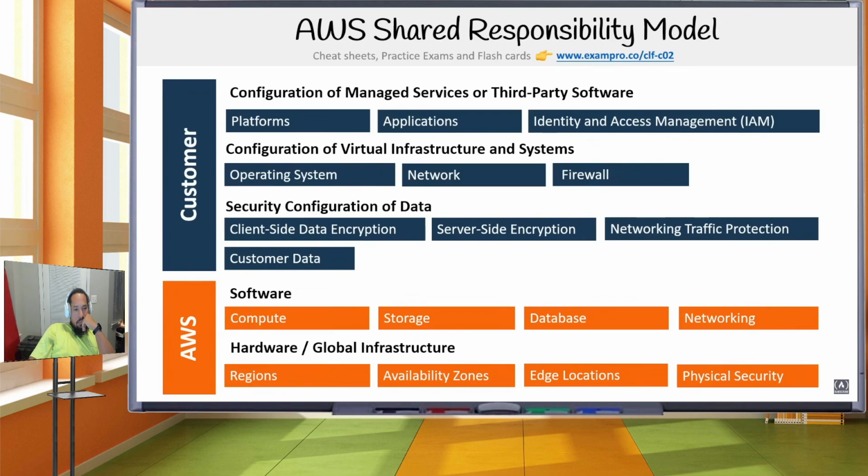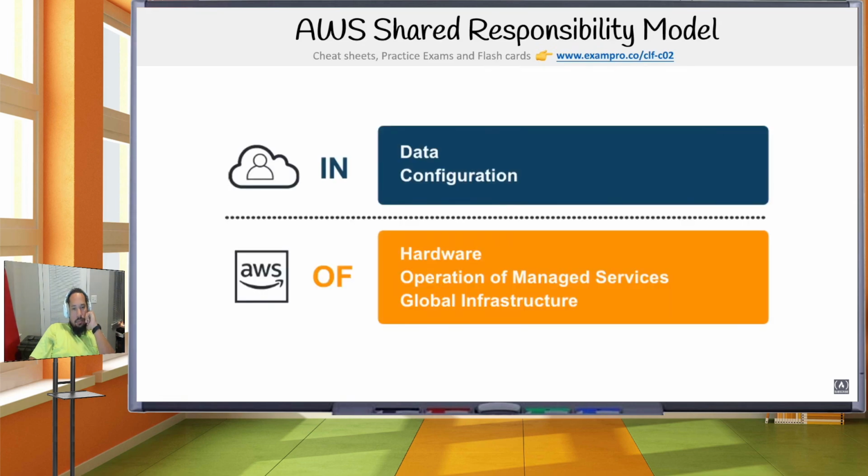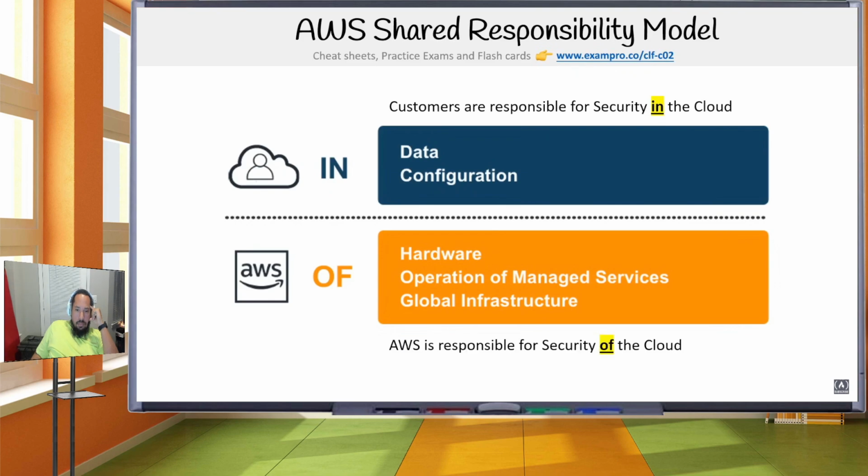Instead of thinking about this big diagram, what I do is I break it down into this. And so we have the in and the of, and that's what I said I could not fit on the previous slide. But the idea is customers are responsible for the security in the cloud. So that's your data and configuration. So if it's data that's residing on there, or is there something you can configure, you are responsible for it. On the AWS side, they are responsible for the security of the cloud. So if it's anything physical or hardware, the operation of managed services or global infrastructure, that's going to be on them.